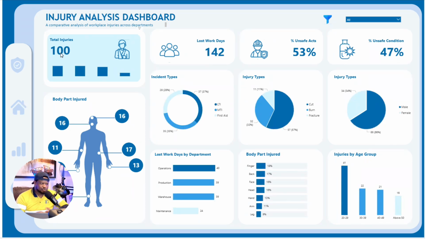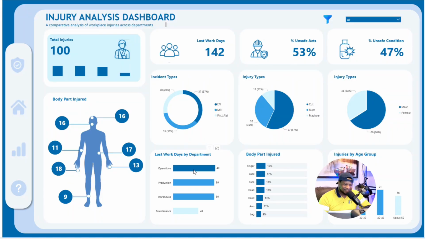So basically, we are looking at the total injuries, the lost work days, percentage of unsafe acts, the percentage of unsafe conditions, the incident types, the injury types, the lost work days by department, the body parts injured in terms of percentages, and then the injury by age. The interesting thing you need to take note of within this dashboard is the fact that we're able to estimate the maximum and the minimum value with different colors, and that is what analytics is all about, being able to visualize or highlight a pattern so that people can see at a glance what exactly it is.